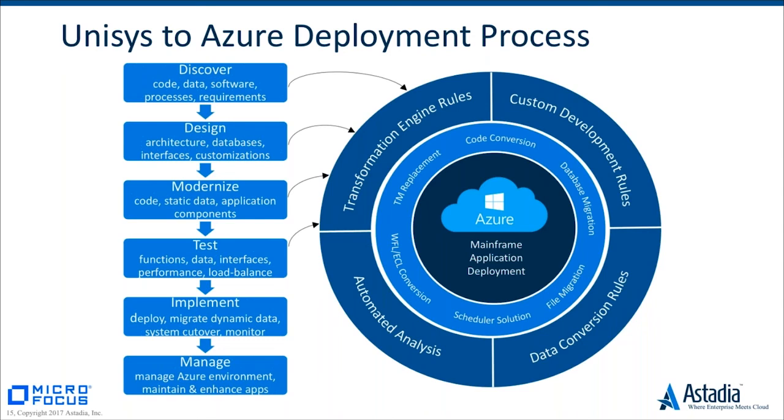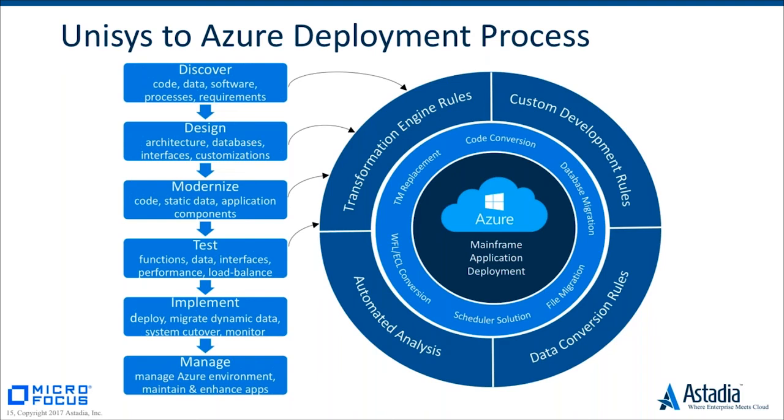So obviously, before you can get to where you want to go, you have to know where you are and what you have. So the first step is discovering your assets, what you have in terms of code and data, what software applications and packages you're running on the mainframe, all the processes around your mainframe development, and what the requirements are for the target environment, what the end state is, what the goal is. And with that, we start designing the architecture, we start designing the alternative databases and the interfaces and any customizations that have to be put into place.